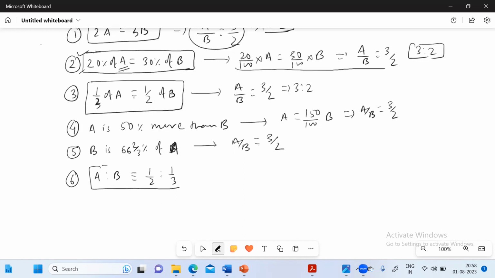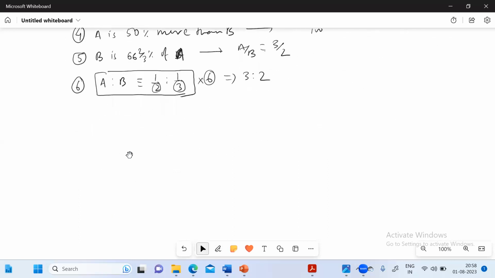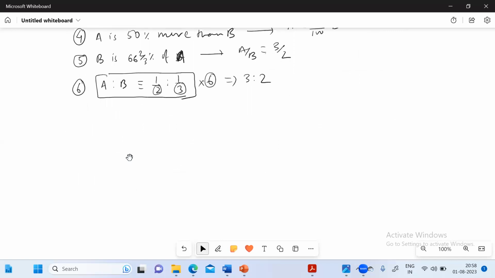Again, if you want to convert this into a ratio, we'll multiply this by 6. Why 6? Because 6 can be divided by 2 and 3 also. So 6 is actually a multiple of 2 and 3 also. So if you multiply this, you'll get 3 is to 2. So these are some ways with which one can represent ratio. You should be able to convert such a statement into a ratio.